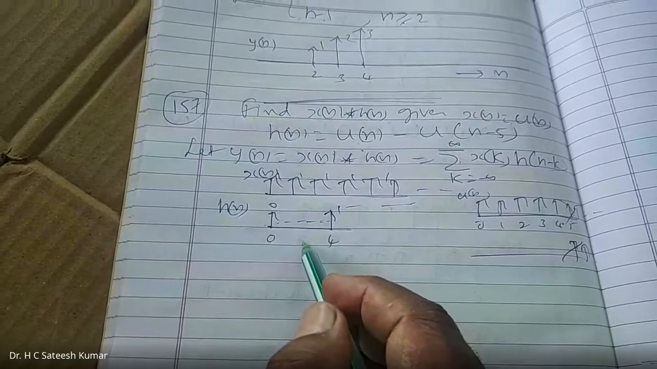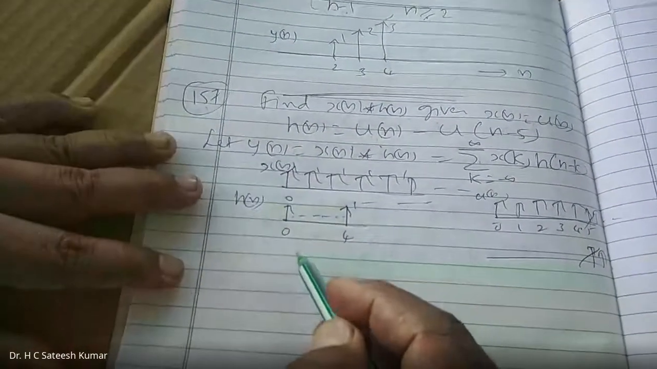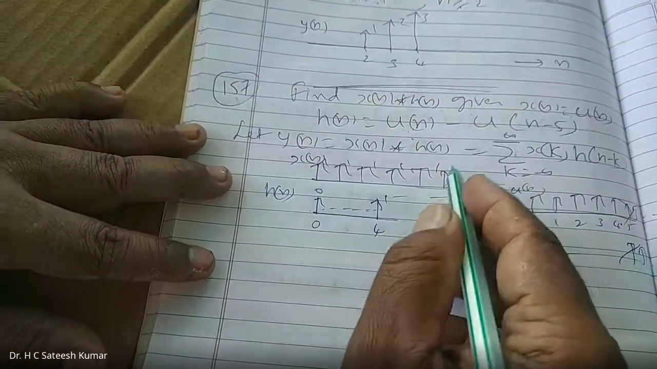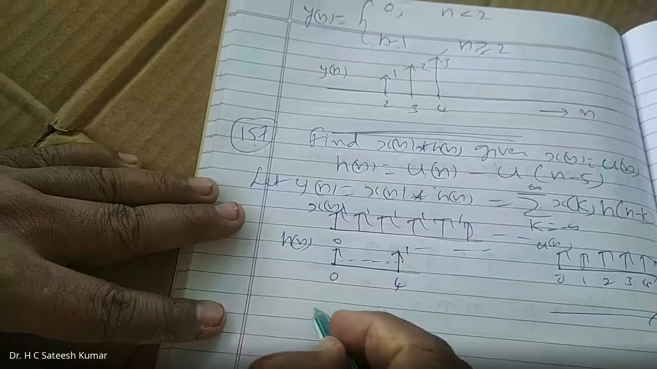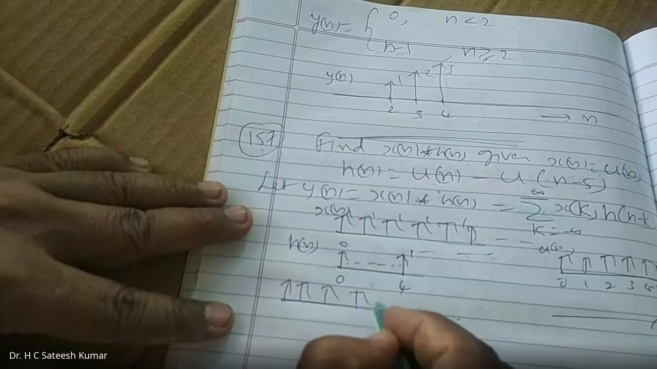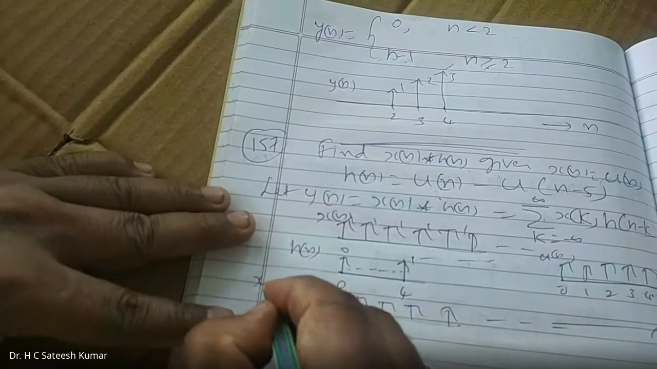0 to 4, 0 to 4. So your h of n is there. So y of n is equal to y. Okay, x of k we should write it first. X of k is from where to where? 0 to infinity, x of k.